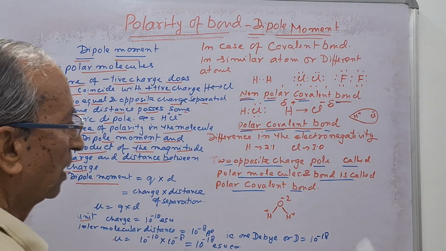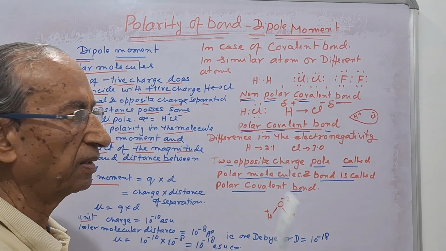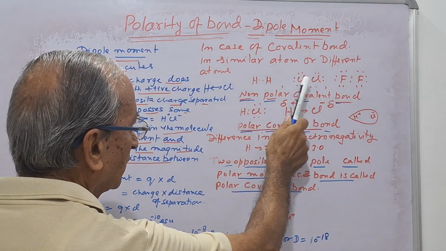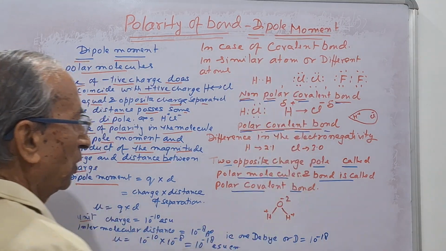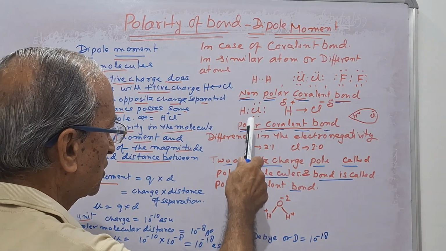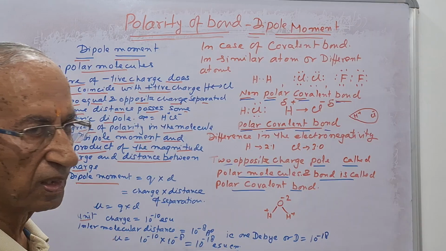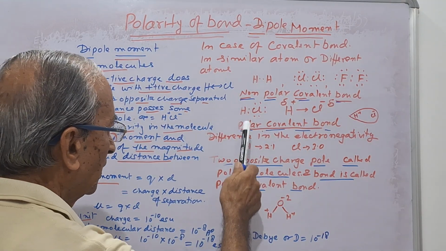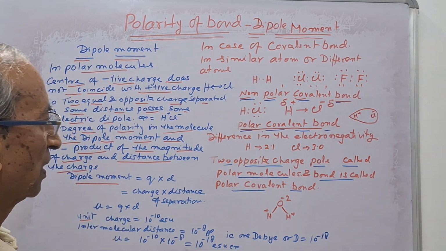Again listen, whenever there is a sharing of the electron between the two atoms of the same molecule, this shared pair of the electron will be in between the two atoms, and there will be no polarity. Now what happens if this shared pair of the electron is between the two different atoms of the molecule?